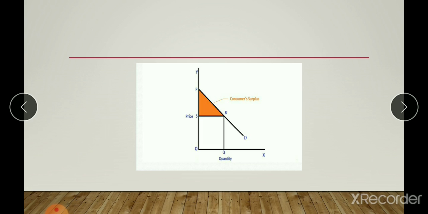And this is a diagrammatic representation of consumer surplus. So here consumer surplus can be explained with the help of the given diagram. In this diagram, the quantity of the commodity is shown on the OX axis and the price is shown on the OY axis. PD is the demand curve of a consumer and OS is the market price. The price line is parallel to the OX axis because of perfect competition.